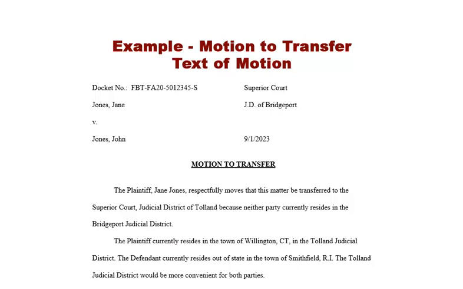Text of a motion. The opening sentence of a motion usually begins with providing your name and identifying if you are a plaintiff or defendant. That sentence is then followed by a brief statement of what you are asking of the court. For example, this motion to transfer begins with, "The plaintiff, Jane Jones, respectfully moves that this matter be transferred to the Superior Court, Judicial District of Tolland, because neither party currently resides in the Bridgeport Judicial District." The motion then gives more information on where the parties currently reside or live.